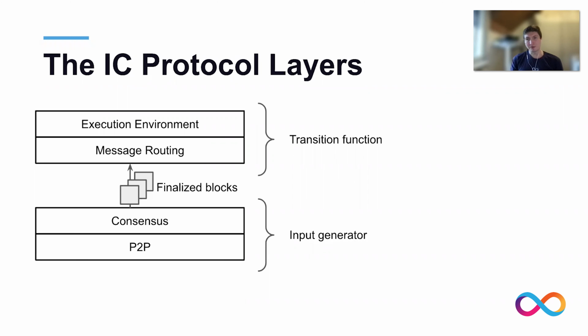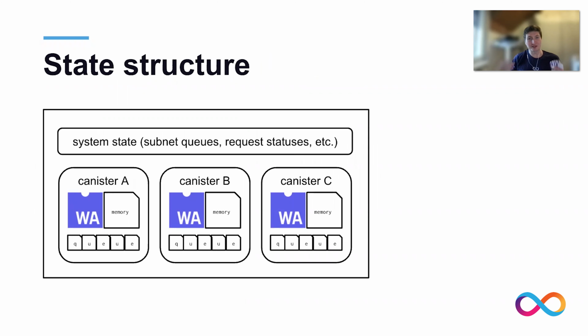So when I say replicated state or state, what do I mean? What's the actual state of the machine? It's probably helpful to see the state as partitioned in two main parts. One part is system state, which is what the replica needs to operate.